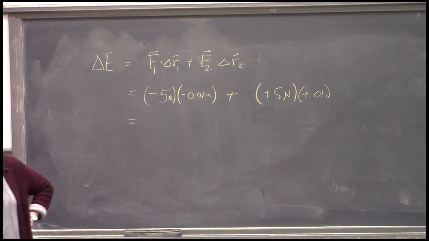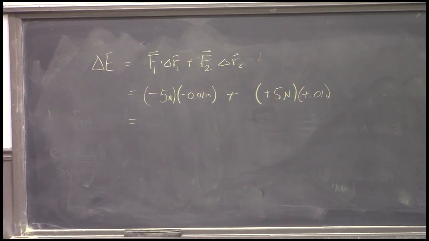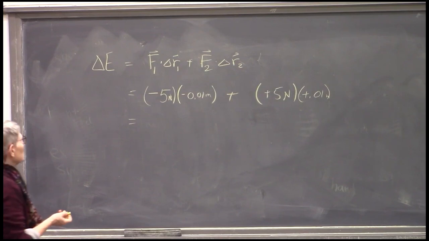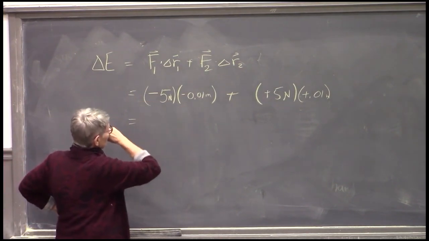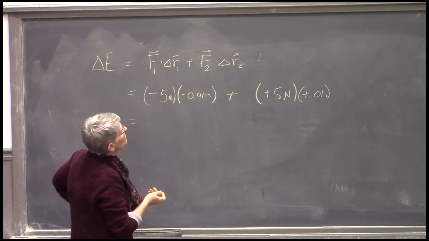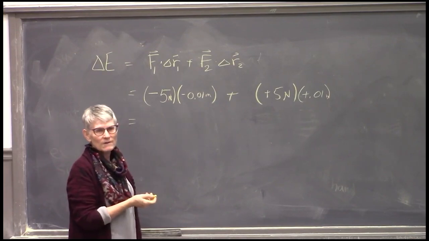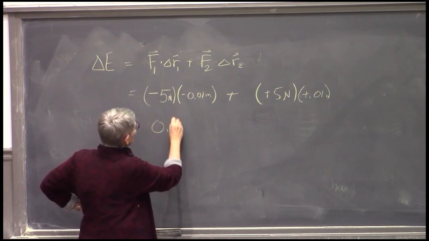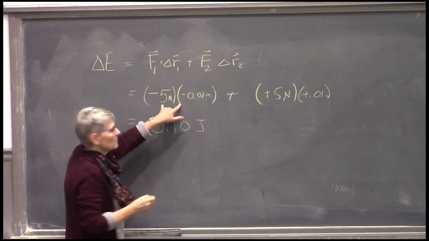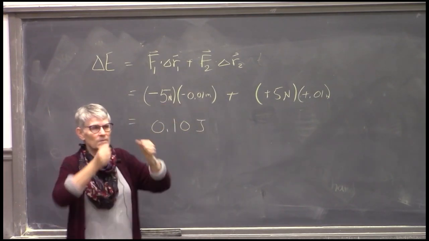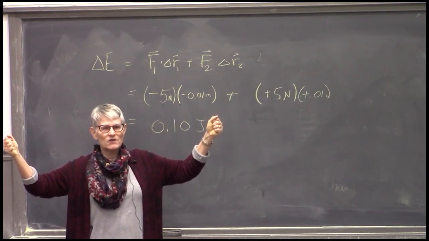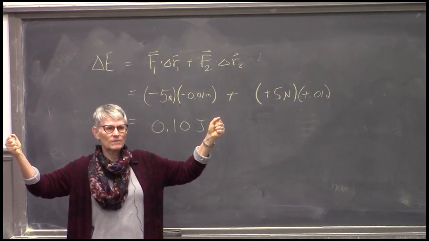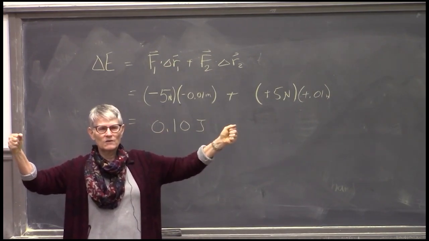So what was the total work done on this system? Minus 5 times minus 0.01 is... yeah, that's right. So it's 0.10 joules, because this is a positive number. And that makes sense, right? You expended energy stretching the spring, didn't you? This end moved and that end moved.